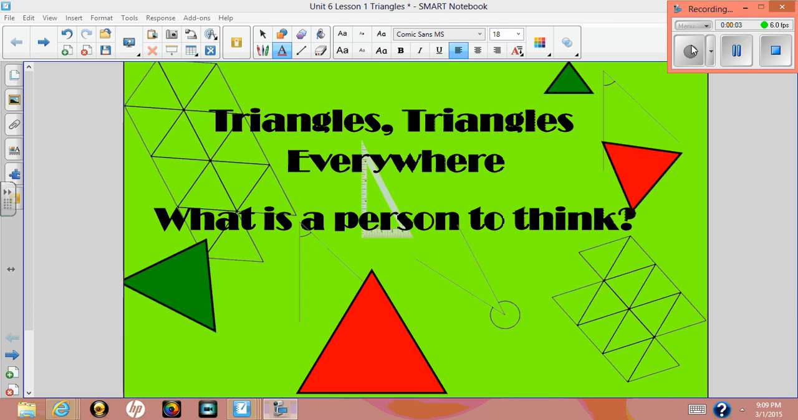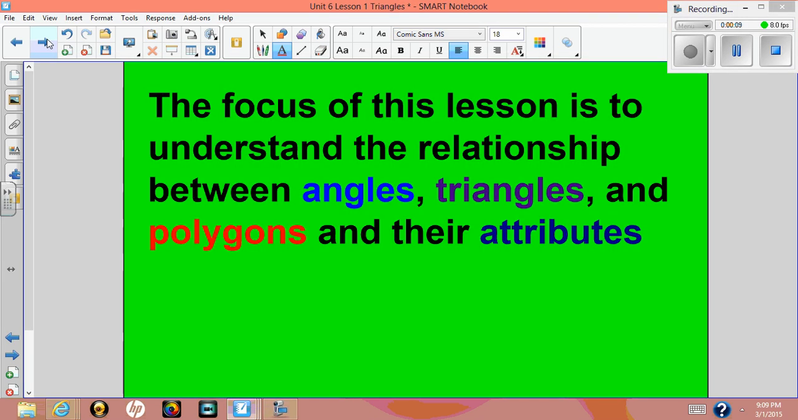Welcome to Unit 6, Lesson 1. Triangles, triangles everywhere. What is a person to think? The focus of this lesson is to understand the relationship between angles, triangles, and polygons and their attributes.